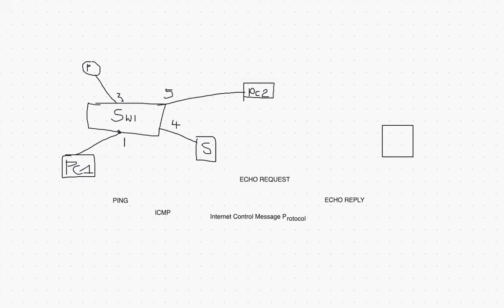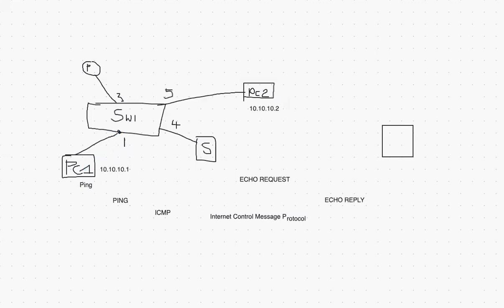So yeah, you log into PC1 and open command prompt or terminal. On the terminal, you will type ping space and the IP address. Let's give IP addresses for these two. Let's say the IP address of PC2 is 10.10.10.2, and the IP address of PC1 is 10.10.10.1. So now PC1 with IP address 10.10.10.1 wants to talk to 10.10.10.2.